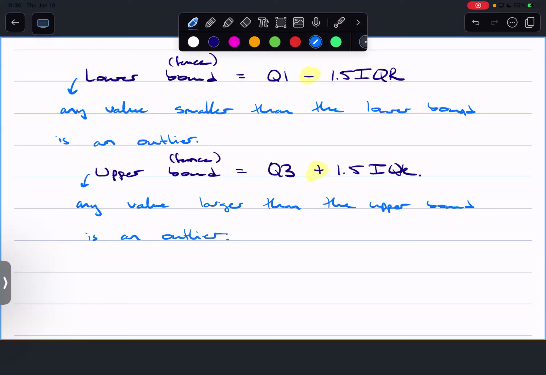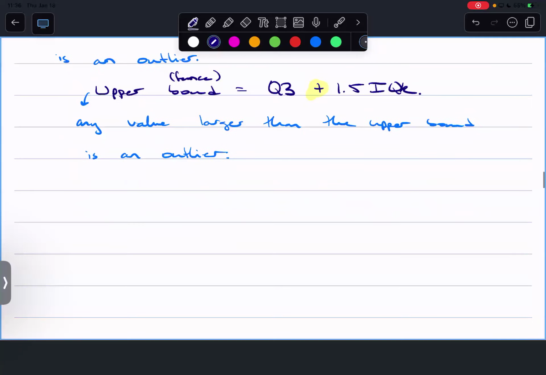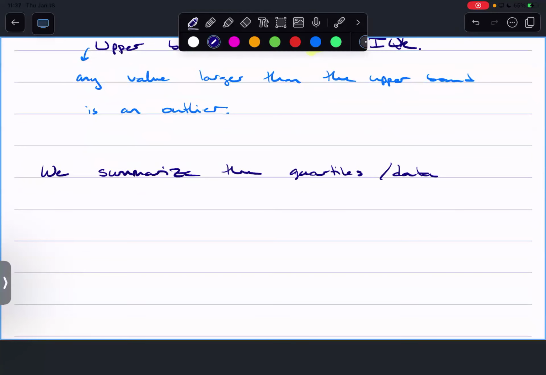Usually how we summarize things like the quartiles and the median is in a 5-number summary. On test 1, I'll definitely ask you to find the 5-number summary. Well, what's the 5-number summary? We summarize the quartiles, and the data overall, using a 5-number summary.